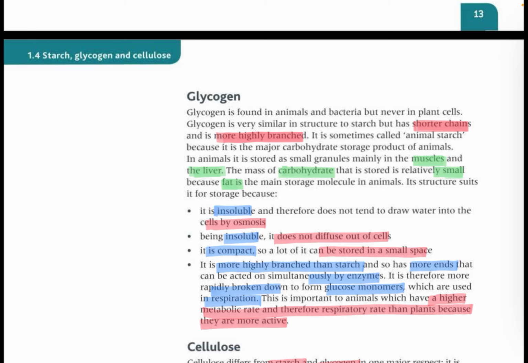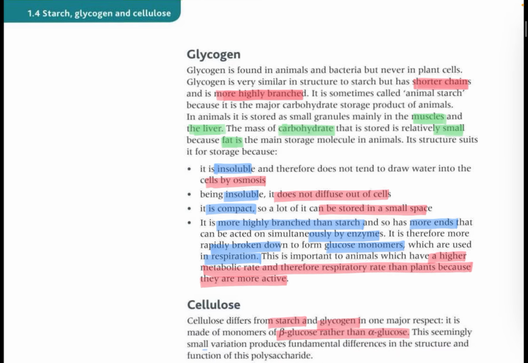So it's very similar to starch, but it has shorter chains and it's more highly branched. So it's kind of referred to as animal starch. It is also made of alpha glucose. And in animals, it's stored as small granules, usually in the muscles and the liver. The mass of carbohydrates is relatively small because fat is the main storage molecule in us animals.